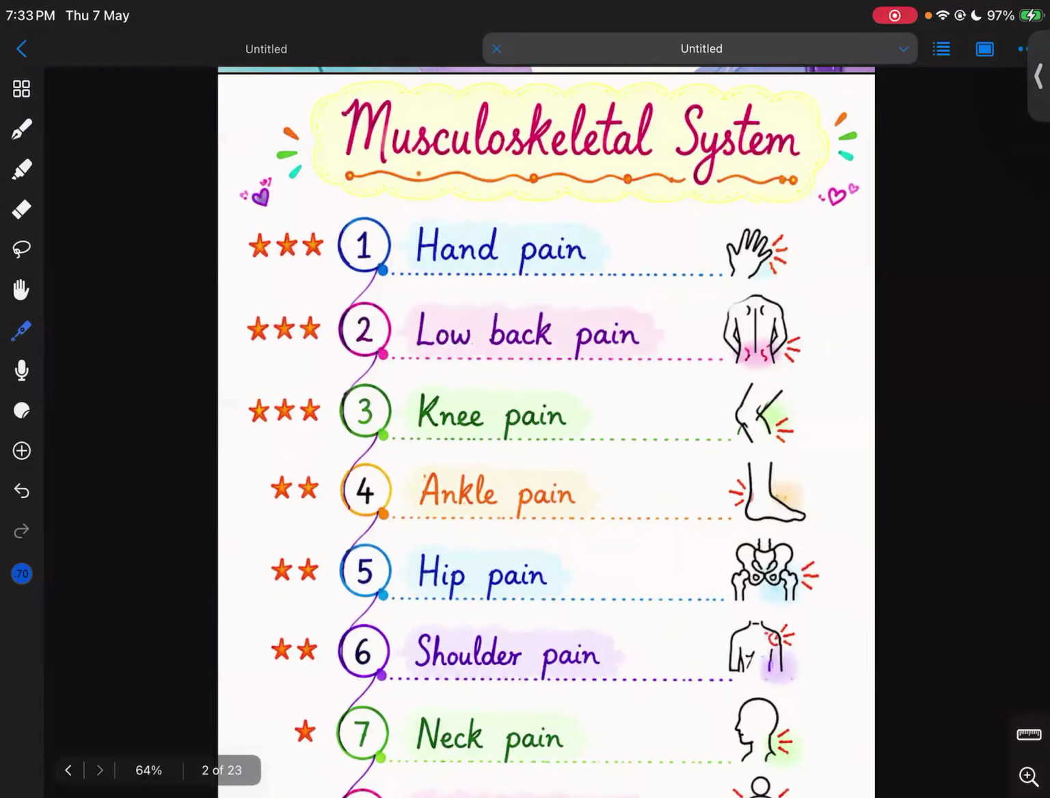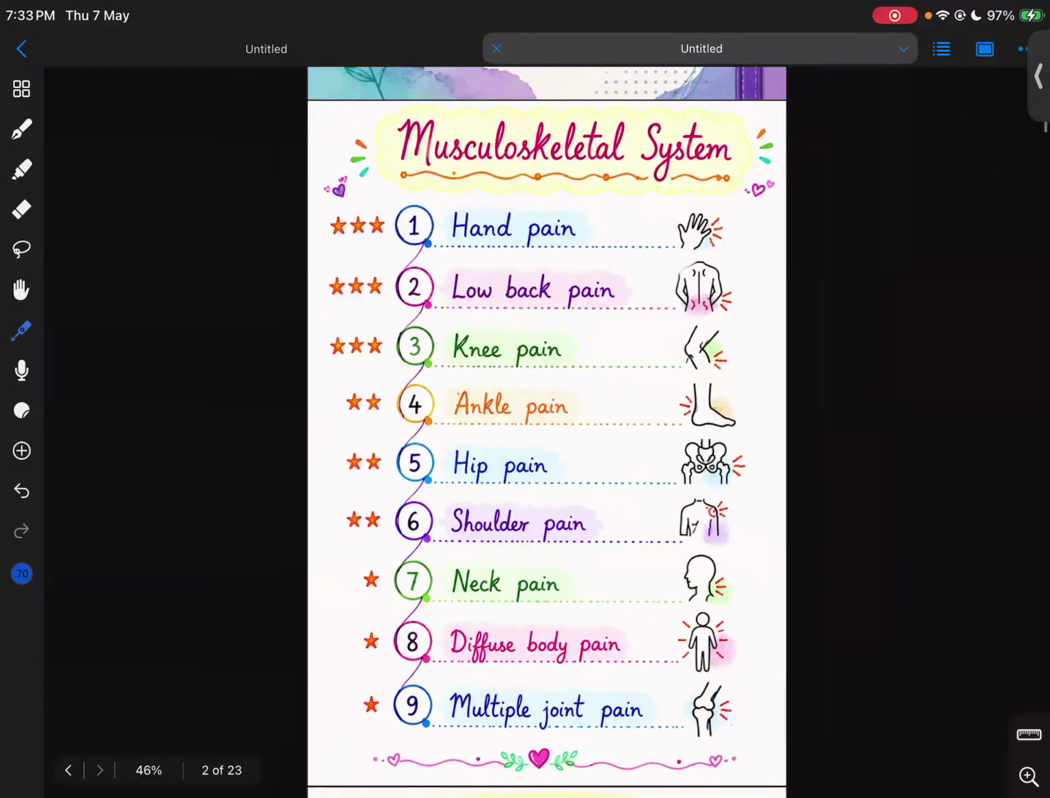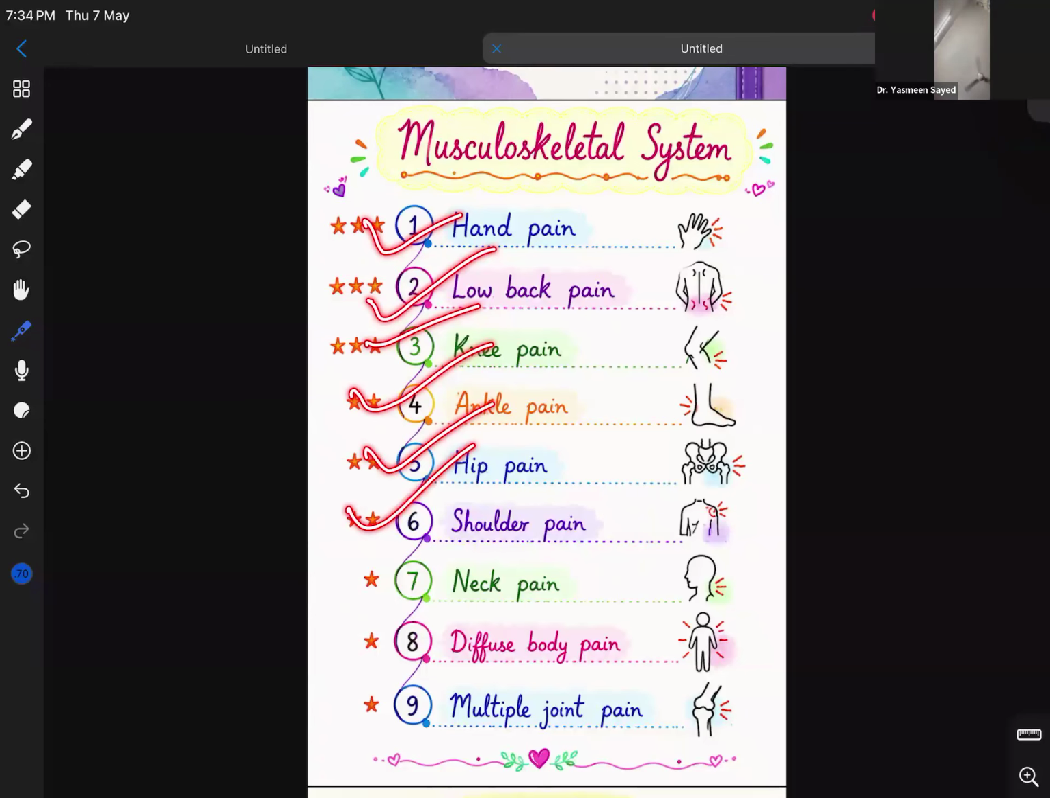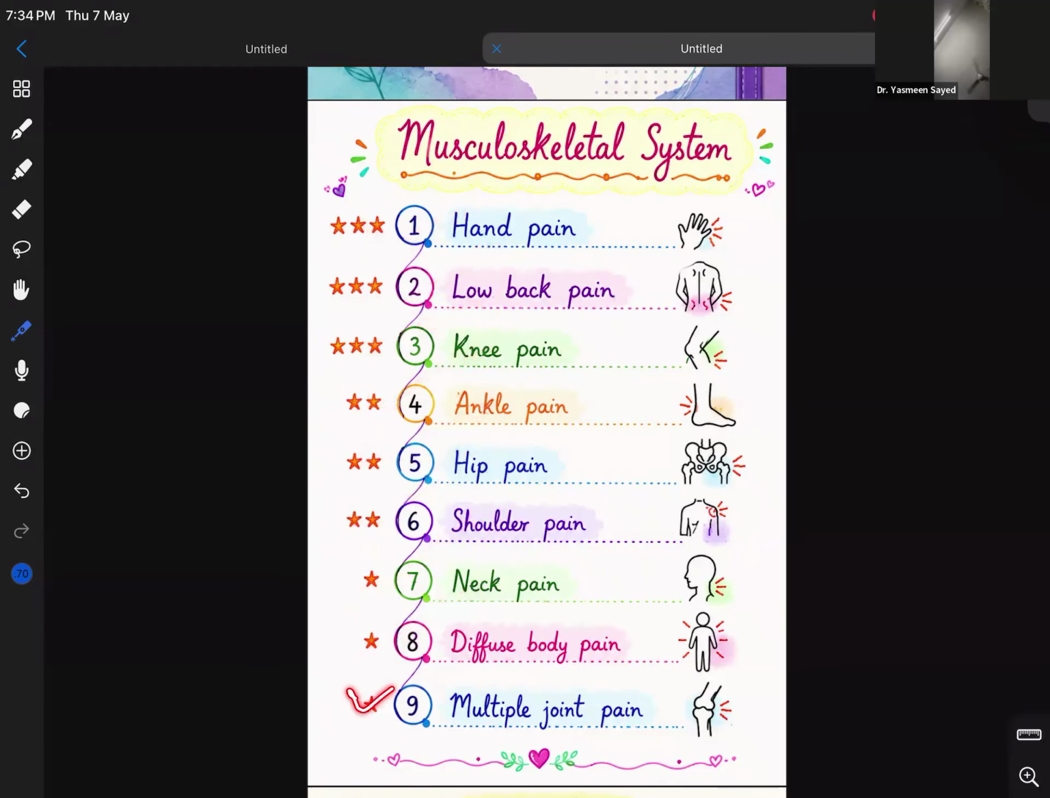So today we are going to discuss some prompts. There are about 9 prompts from the musculoskeletal system that are coming in the PACES exam. And also you will face these prompts in real day-to-day clinical practice. The prompts are hand pain, low back pain, knee pain, ankle pain, hip pain, shoulder pain, neck pain, diffuse body pain. Sometimes it can come as muscle cramp. And multiple joint pain.